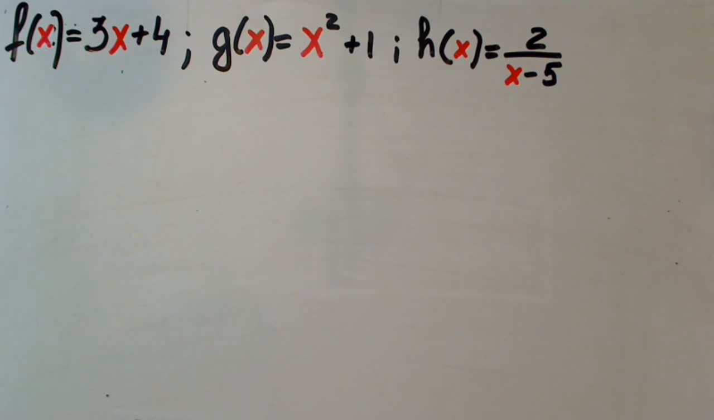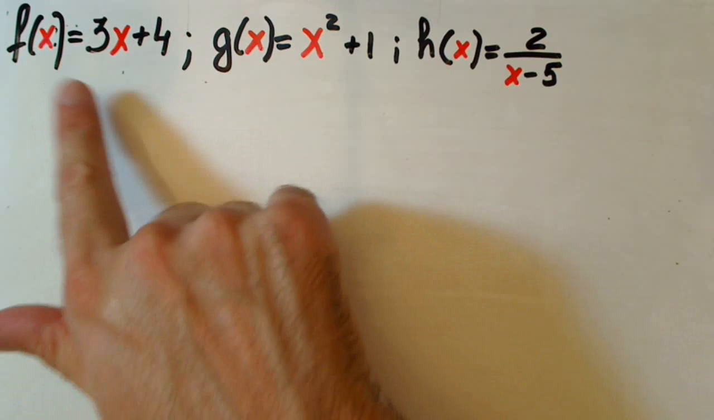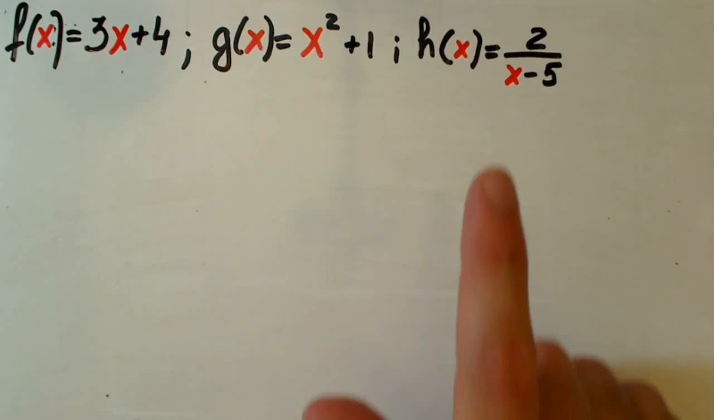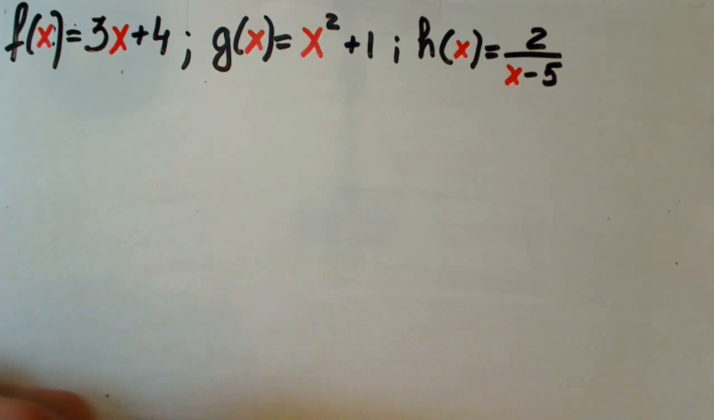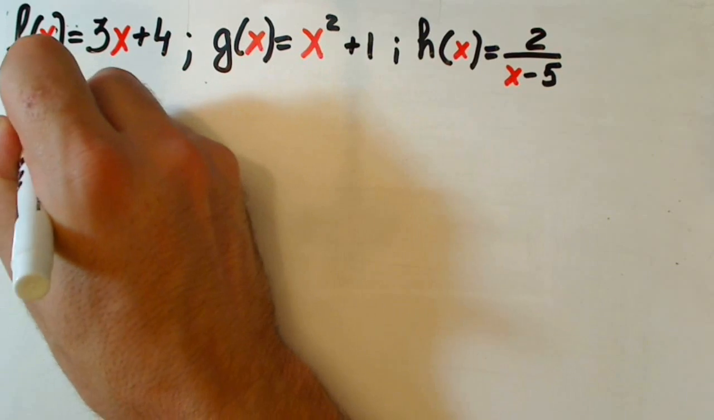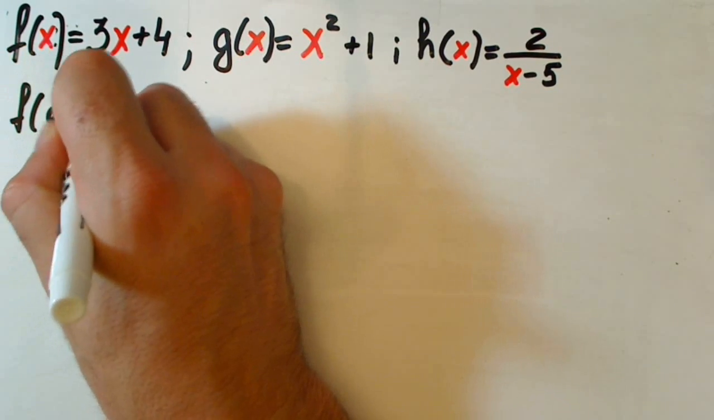Hello. Okay, in this video we're gonna talk about some examples of composition of functions. Now we have three functions: f of x, g of x, h of x. First one, we have to find f of g of 0.